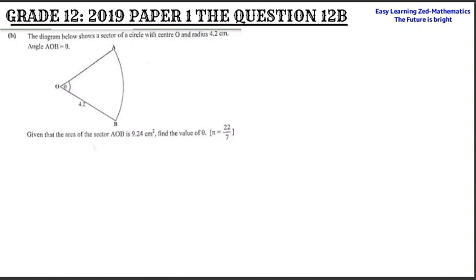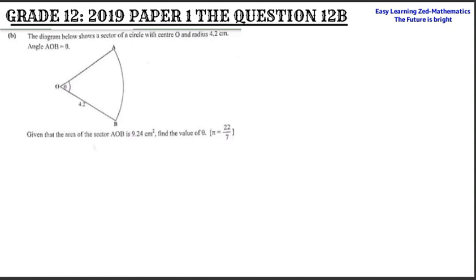In this sector of a circle, what is not given is the value of the angle of this sector. So we are told to find the degree of the angle theta, or the inside angle of this sector of the circle.